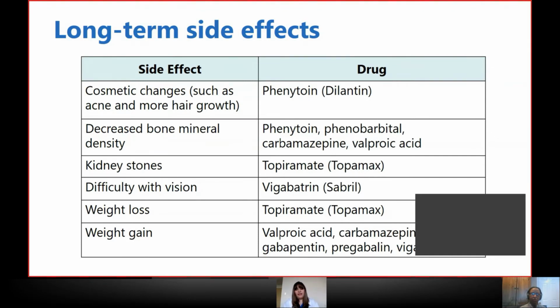There are also chronic side effects that can develop with long-term use of medications. There are some strategies that we can use to help prevent this, but if they do occur, it's important to talk to your doctor to see if a change in therapy is maybe needed.